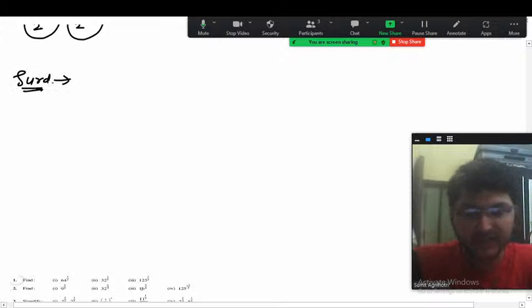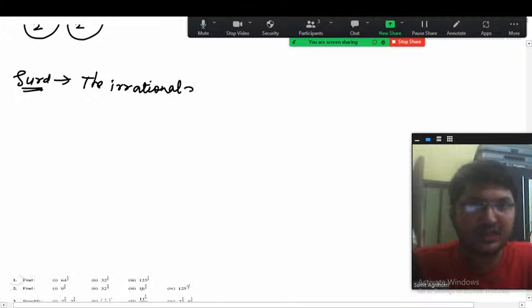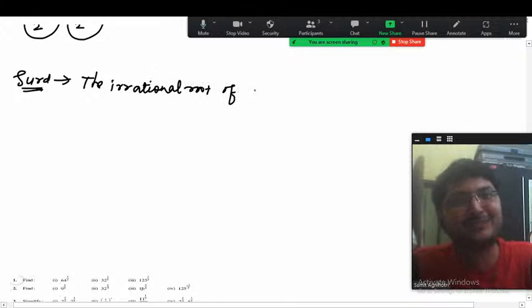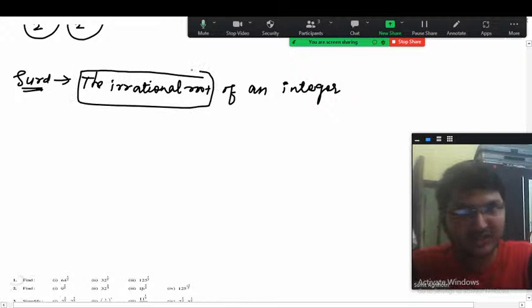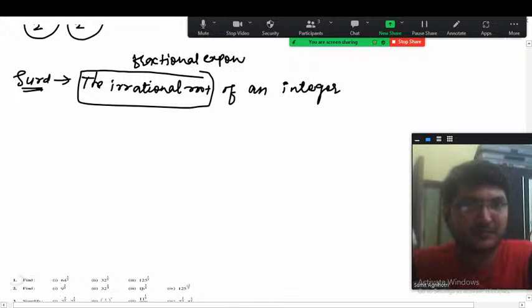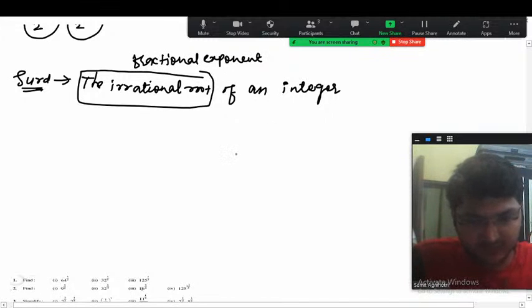We call a surd the irrational root of an integer. What can we call it? The irrational root of an integer, or the irrational root. It is a basic thing, but you can consider the fractional power of an integer. Either you call it the irrational root, or you can call it fractional exponent.